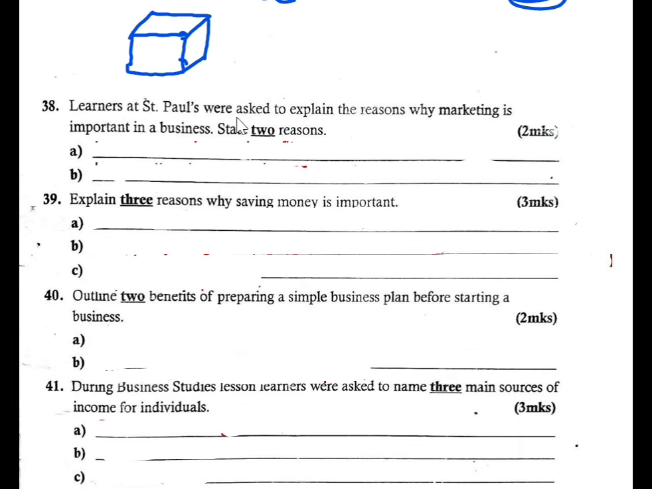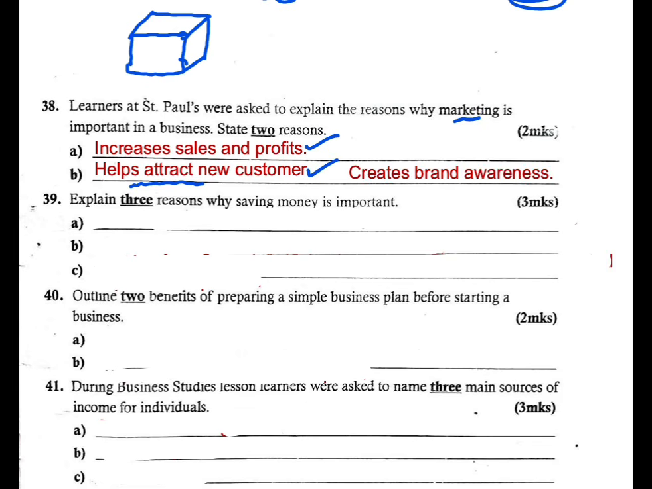Learners at St. Paul were asked to explain the reason why marketing is important in a business. State 2 reasons. Why do we market? So importance of marketing. The first point is in order to increase sale and profit. So when you market, watu wengi watajua hiyo kampuni yako ama biashara yako, therefore utauza. Therefore you're going to increase sales and profit. The importance of marketing is to help attract new customers. So when you're marketing your business, utapata watu wageni wameijua, and therefore you're going to attract new customers. Then number 3 is what you call brand awareness. So you're going to make people know your company, your business. So it creates what you call brand awareness. And therefore that is the importance of marketing.